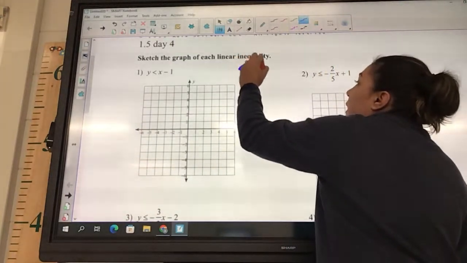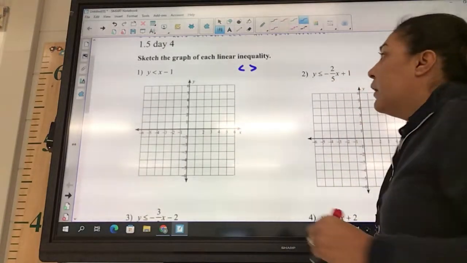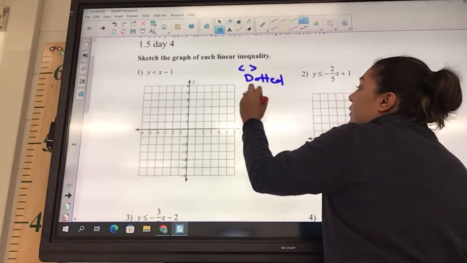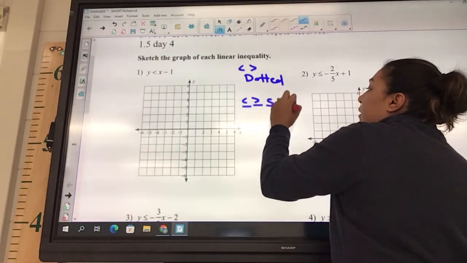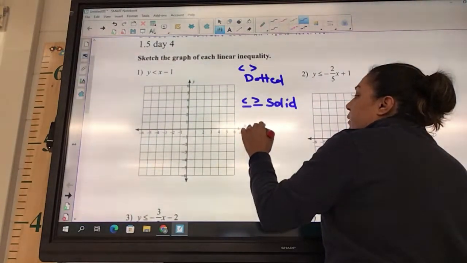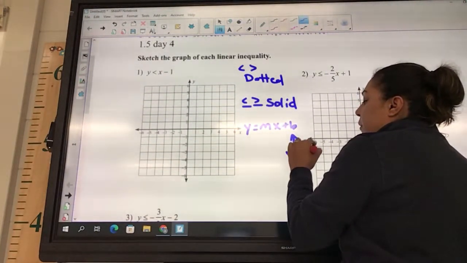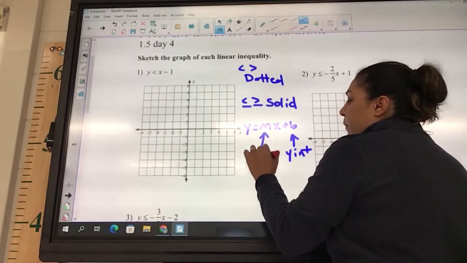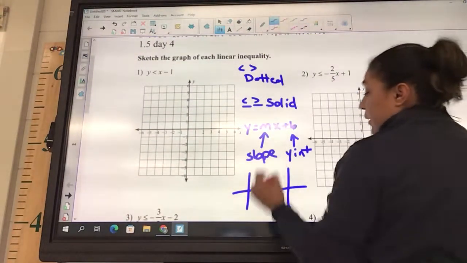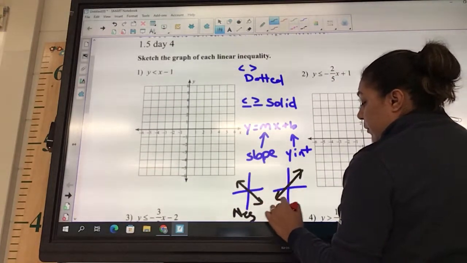So we have this type of sign. Is that going to be solid or dotted? Okay, and so that's going to be dotted. It's going to be a dotted line, and so this one is obviously going to be a solid line. Okay, and then we also graph in the form of y equals mx plus b, where our b is our y-intercept, and our m is our slope. Okay, and then we also have, this is going to be a negative slope, and this is going to be a positive slope.